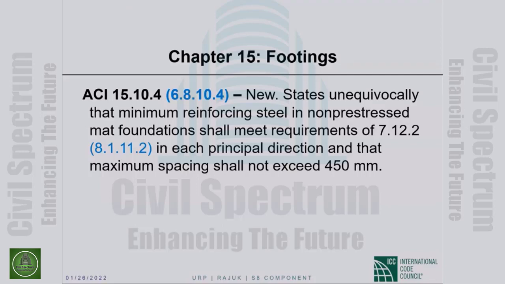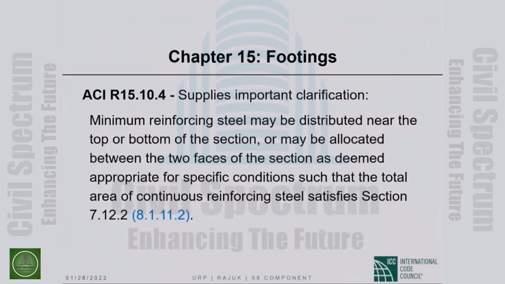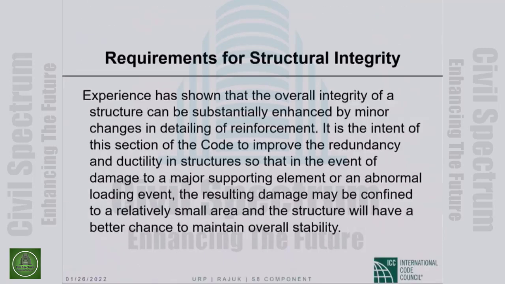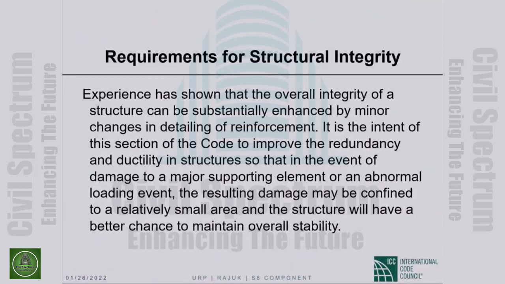Now these are thick members, so you will consider the placement. The commentary says minimum reinforcing steel may be distributed near the top or bottom of the section, or may be allocated between the two faces of the section as deemed appropriate for specific conditions, such that the total area is 0.18% of gross. So you can put it all on one face or the other face, or half and half at the two faces, 60-40, whatever you like.